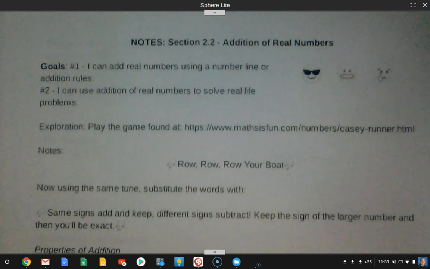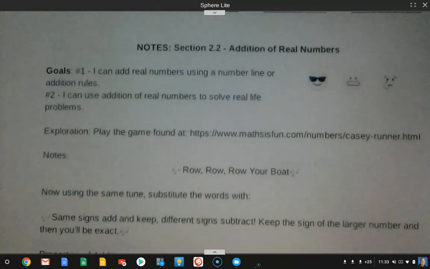Welcome to section 2.2, addition of real numbers. The goals for today are: I can add real numbers using a number line or addition rules, and I can use addition of real numbers to solve real life problems.